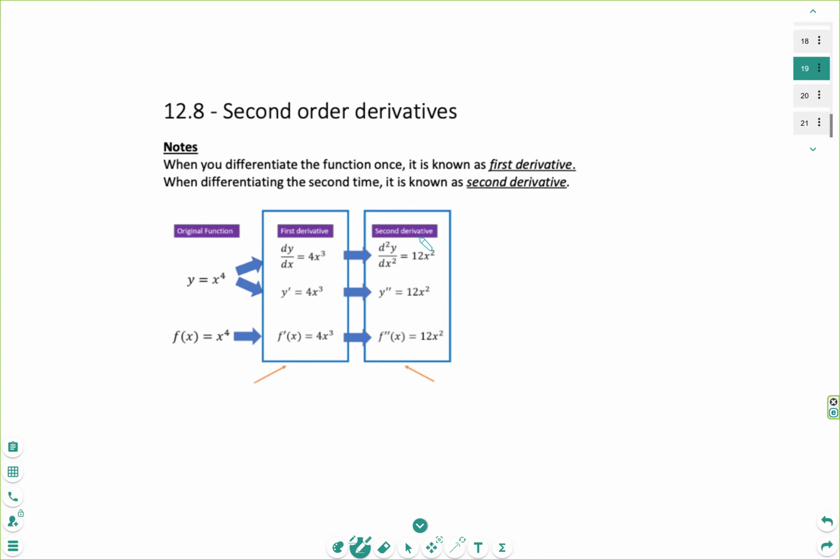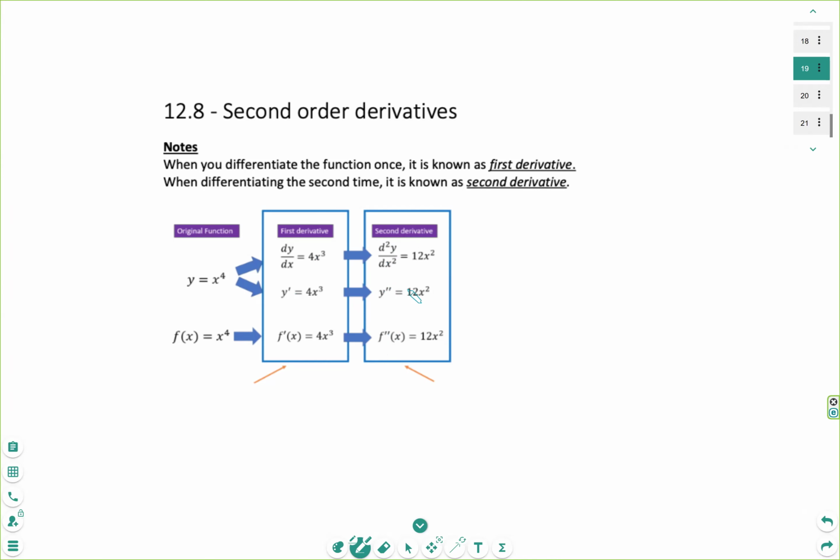When you differentiate a second time, differentiate 4x cubed again: 3 times 4 is 12, power minus 1, 12x squared. The second derivative is d squared y over dx squared, which is 12x squared. And y with 2 dashes means second derivative, 12x squared. So f with 2 dashes, f double dash x equals 12x squared. We tend to write d squared y over dx squared, the easiest way to represent it. If you do a third, fourth, fifth derivative, there are more dashes, which is very difficult to read and count.